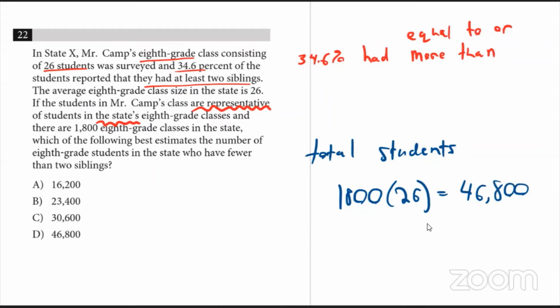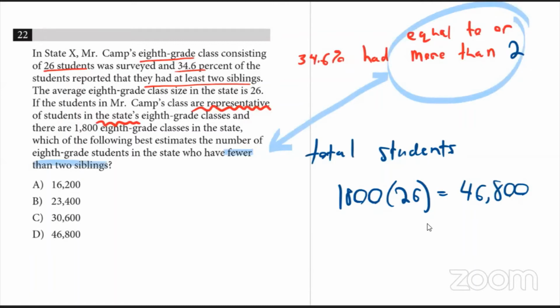And the percent that had equal to or more than 2 siblings is going to be 34.6%. So now what's the question asking us? It's asking us for fewer than 2 siblings. So that's the opposite of this statement right here. So we have equal to or more than versus fewer than. People who are doing this in too much of a rush may overlook that. So if 34.6 has equal to or more than, then the opposite of that is going to have fewer than.